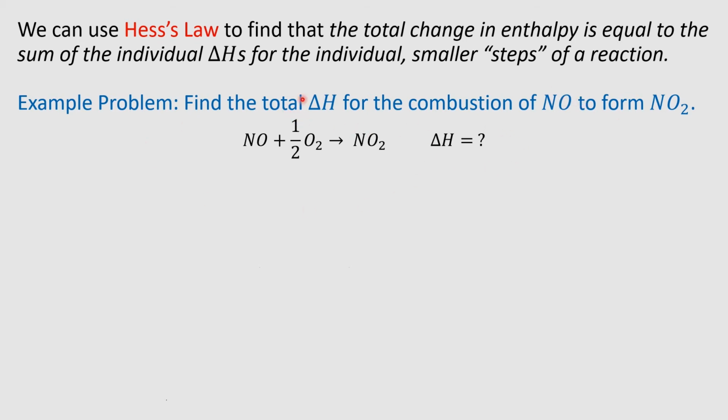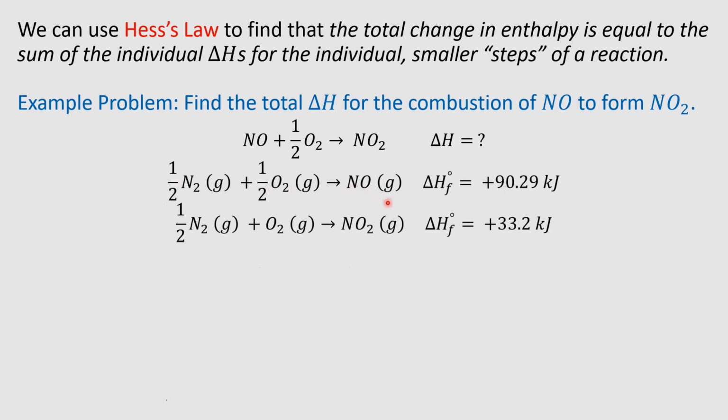This is the equation for the combustion. It's this compound in the presence of oxygen, but we don't know what delta H is. Well, we can actually look at 2 equations that contain all the components we need, NO, O2, and NO2, and we can look at their delta enthalpy of formation. These will often be either given to us on a test or we can look them up. But these are certain values that we're able to use.